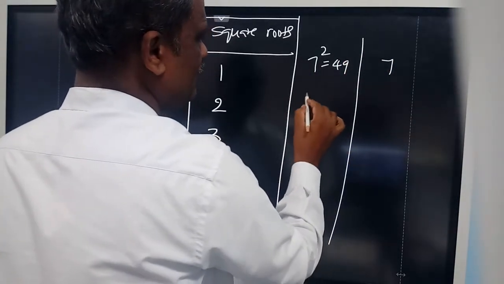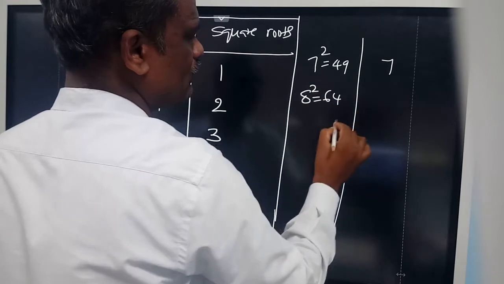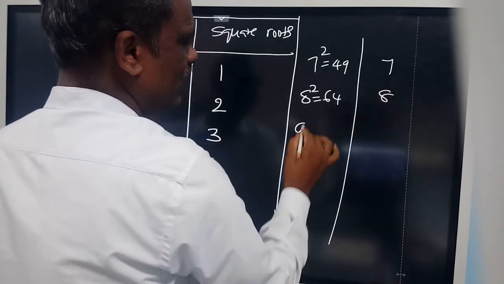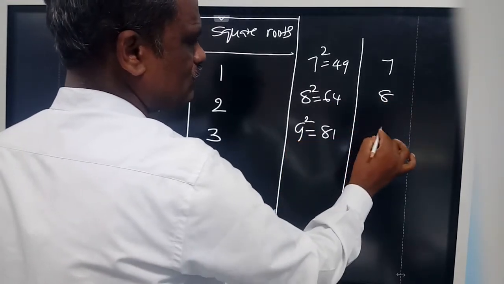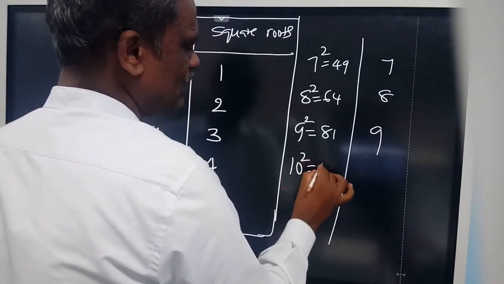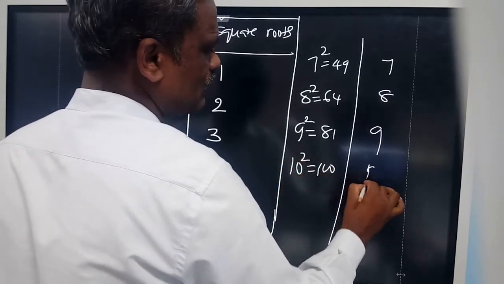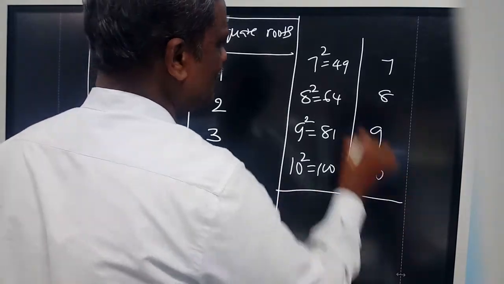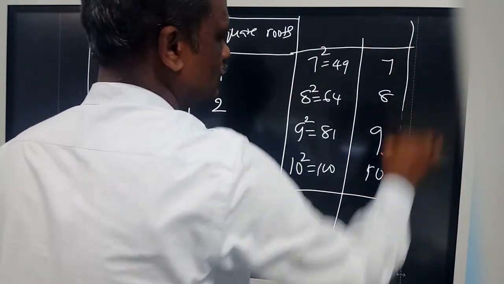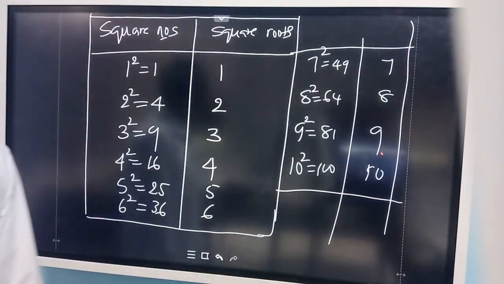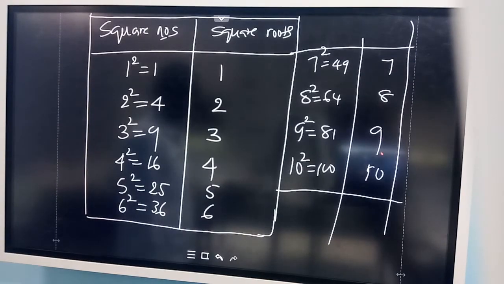Okay. So similarly, 8 square, 64. So square root is 8. 9 square, 81. Square root is 9. 10 square, it is 100. Square root is 10. So like this you can write the squares and square roots. Okay. So these are the square numbers as well as square roots we have written.